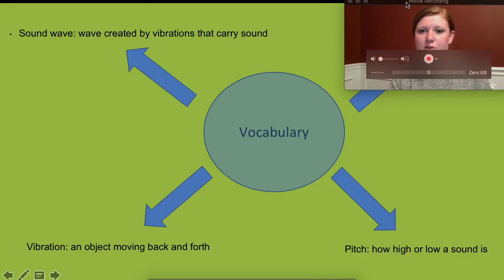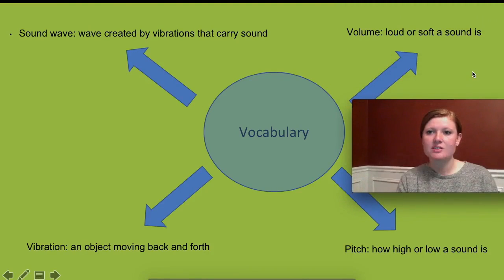There are a few vocabulary words that I would like to share with you that you're going to hear throughout Miss Lay's teaching today. Number one, sound wave. That's a wave that's created by a vibration that carries a sound. Those are invisible. Okay, vibration. Vibration is an object moving back and forth. Very, very important that we know that word. That is vital to our understanding. And then two other words that you may hear Miss Lay use. Volume, so that's how loud or how soft a sound is. And pitch is how high or how low a sound is. So I want you to think about that as Miss Lay uses those vocabulary words.